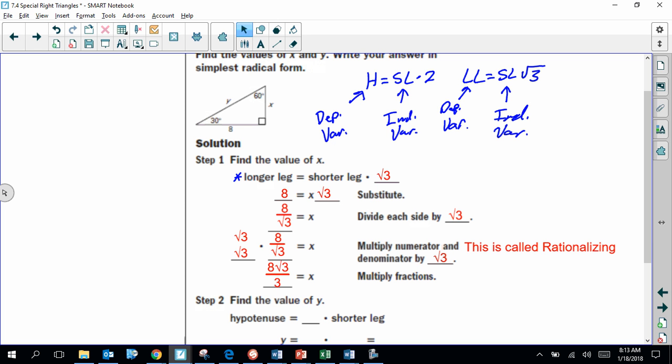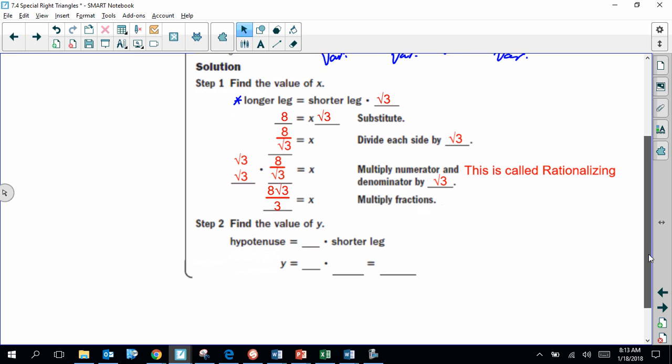Now, we have a whole number 8 in the top and a whole number 3 in the bottom. If those could simplify, we would simplify it. But in this case, 8 does not divide by 3 equally, so we just leave 8 radical 3 over 3 as our answer.